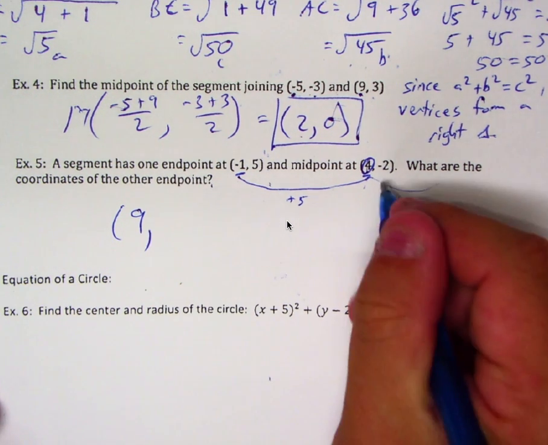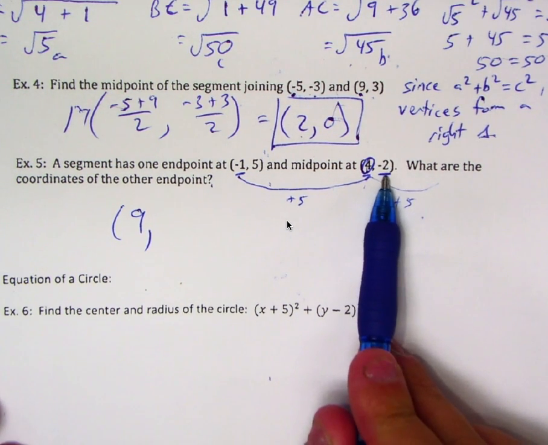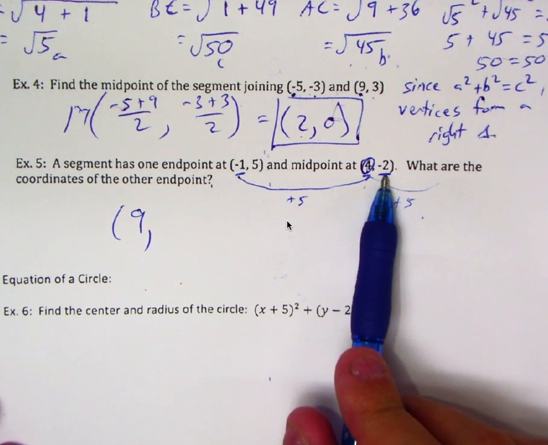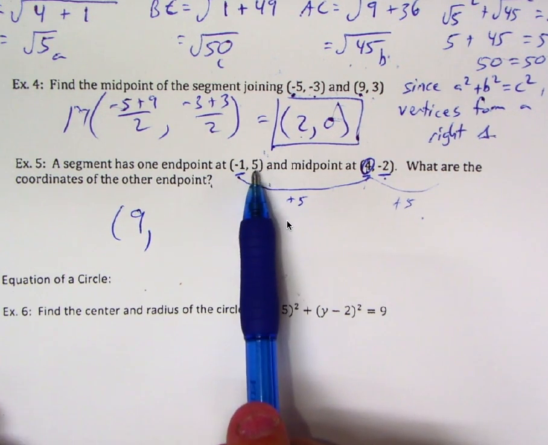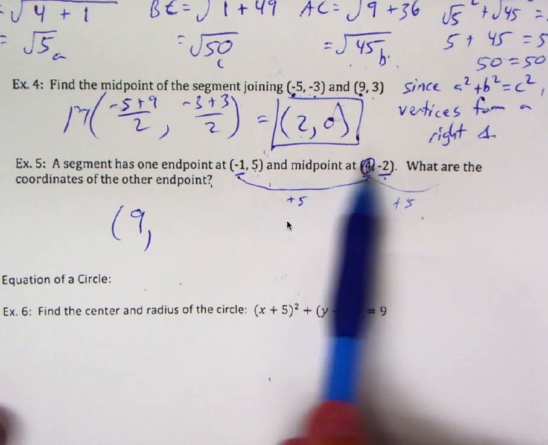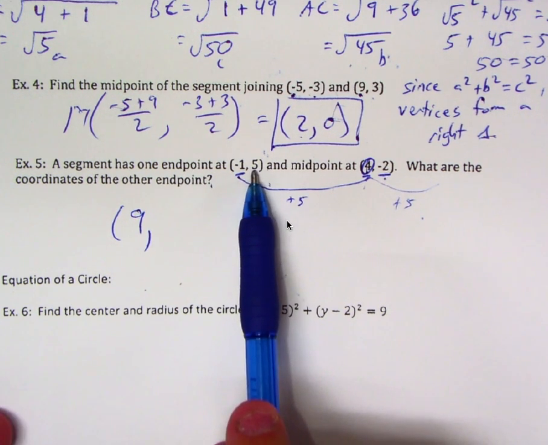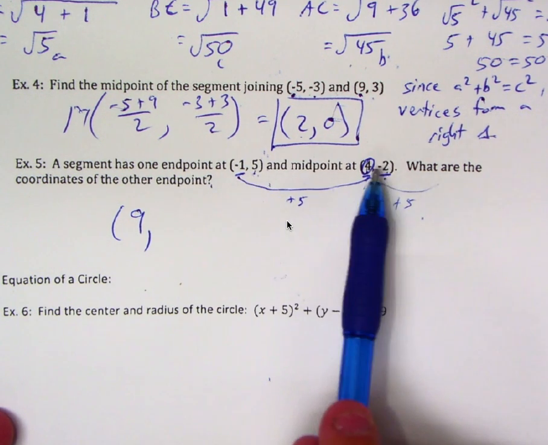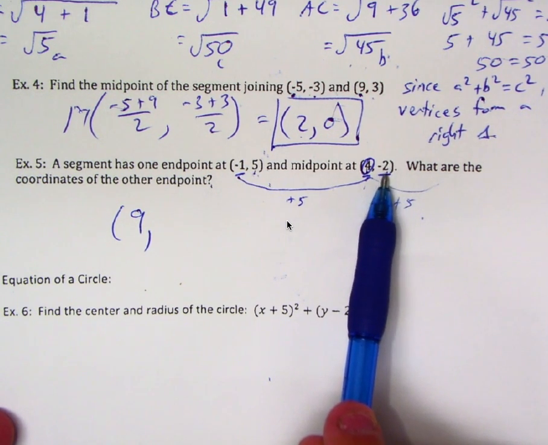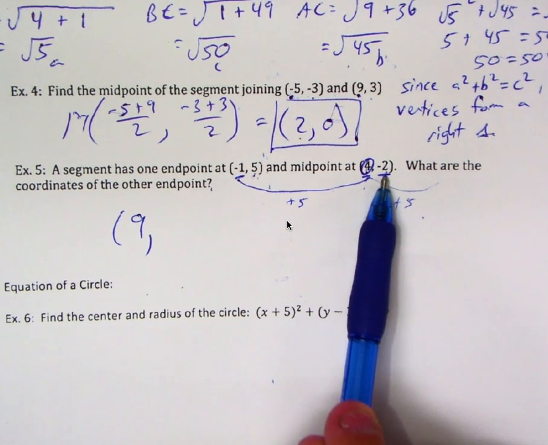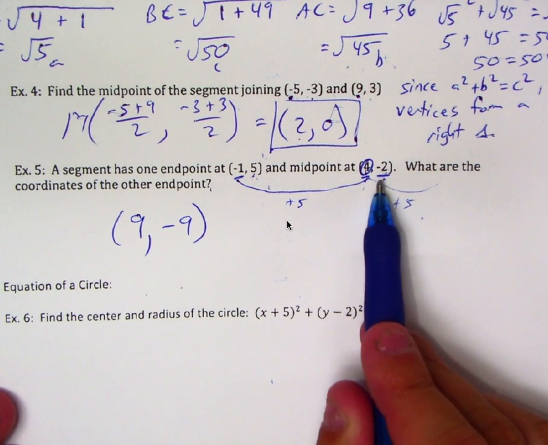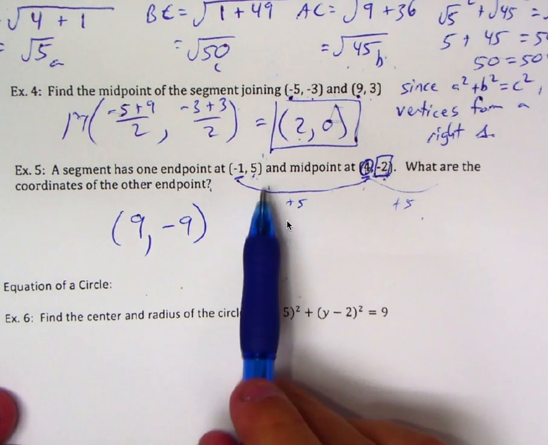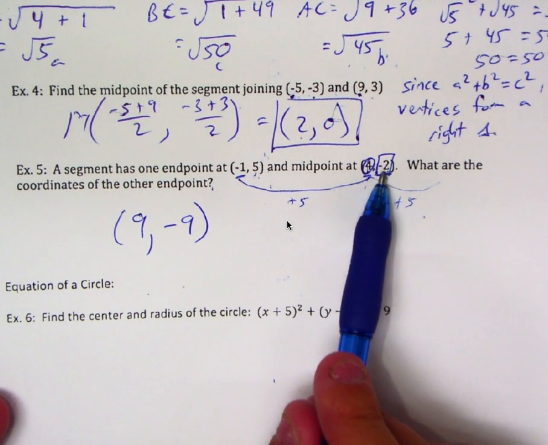You can do the same thing with the y's. -2 has to be somewhere right smack dab in the middle between 5 and some other y value. So think about how far apart they are. Well, these are 7 units apart. From the endpoint 5 to get to the midpoint -2, you have to go down 7 units. So if I go down 7 more units from -2, -2 minus 7 is -9. -2 is smack dab in the middle of 5 and -9. It's 7 units away from both.